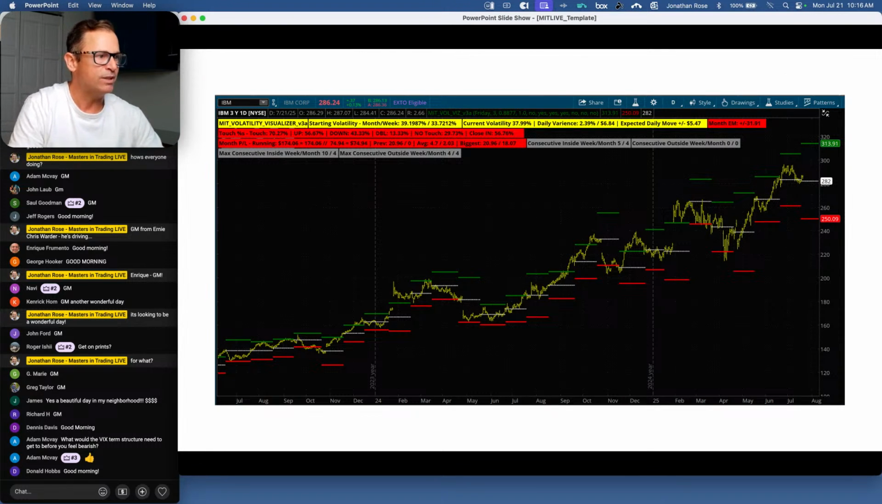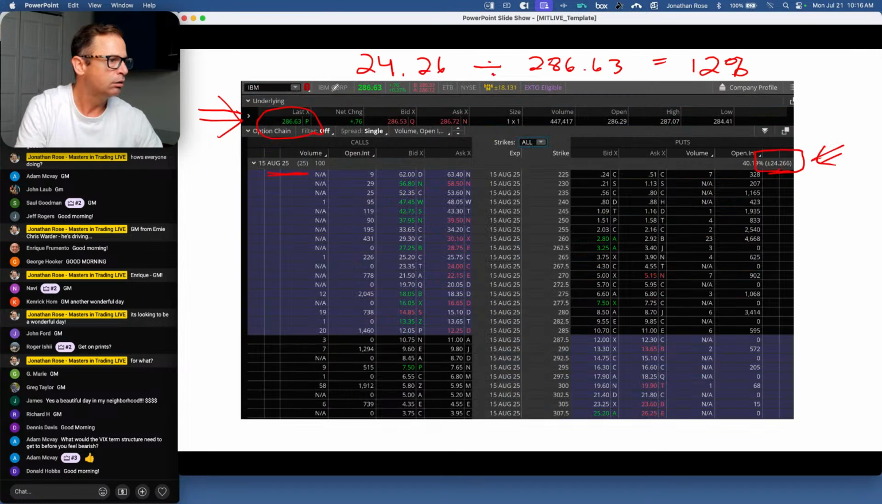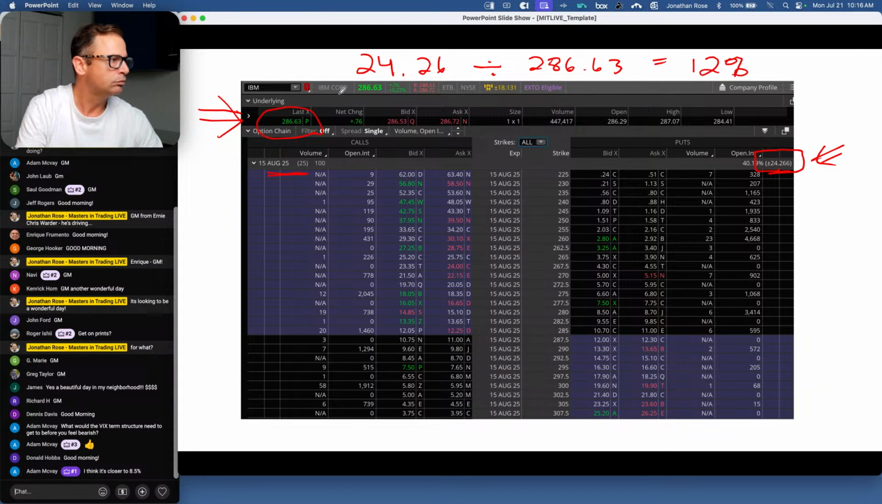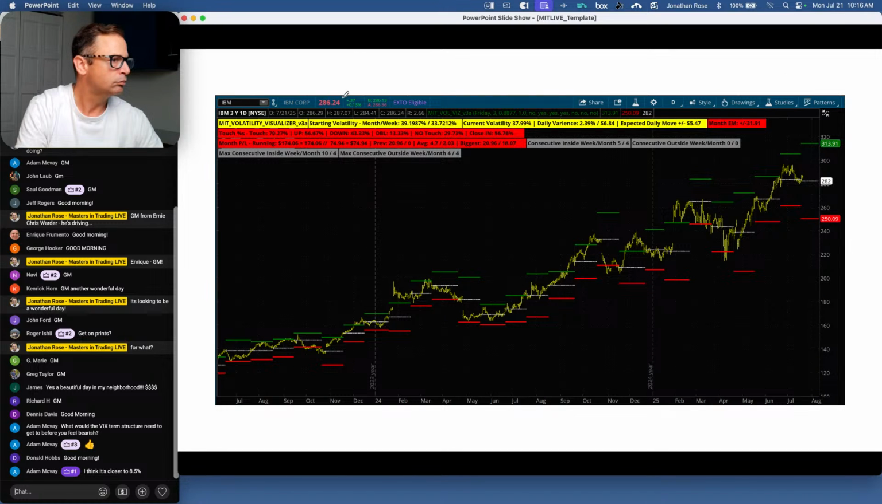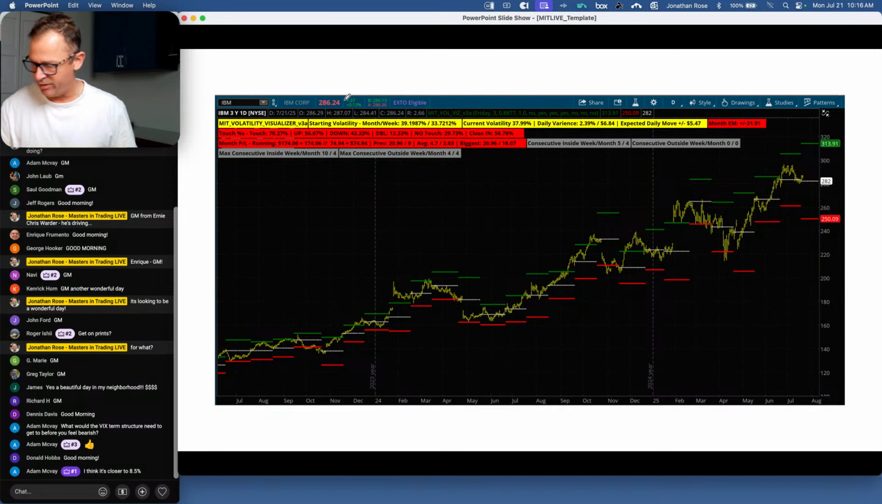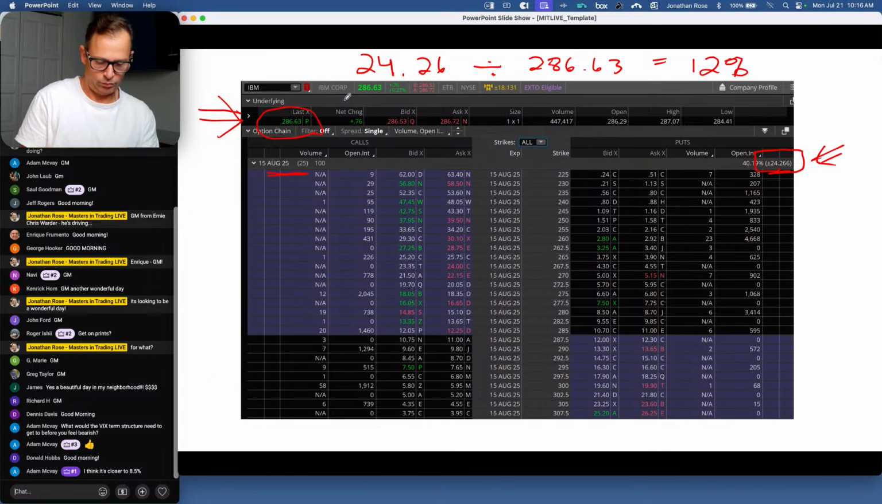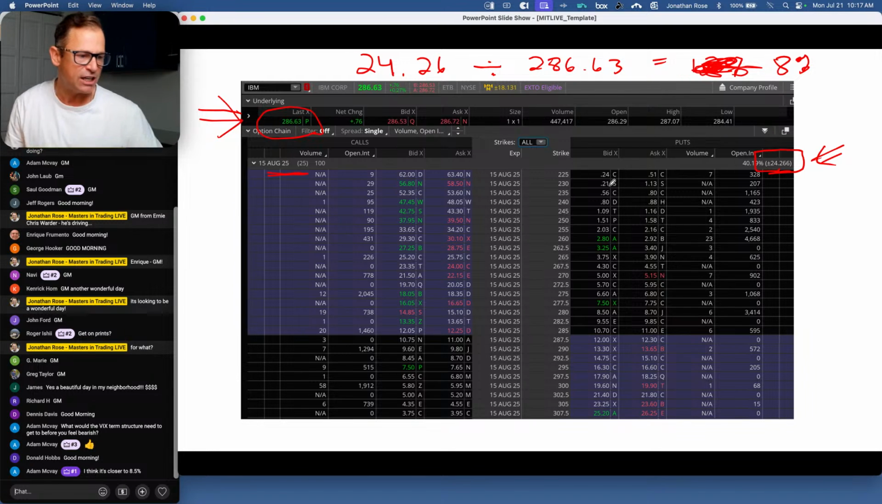I think it's closer to 8.5%, right? 24 divided by 286. Sorry, guys, I even had a calculator too. Well, this changes things, because at 12%, it's not so great, but at 8%, it's pretty freaking cheap.